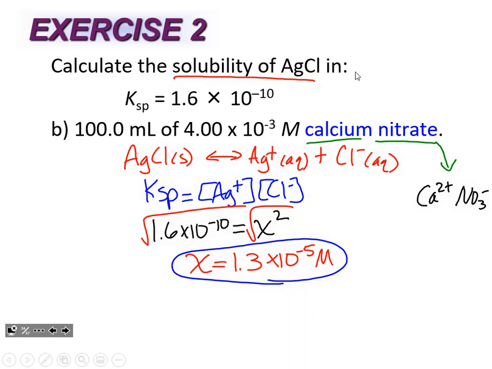What if it was a 1-to-3 or 3-to-1? What is the Ksp always going to equal in terms of dissolving those ratios of ions? 27x to the fourth. And if it's a 2-to-3 or 3-to-2 ion ratio, what is it always going to be? 108x to the fifth, exactly right.